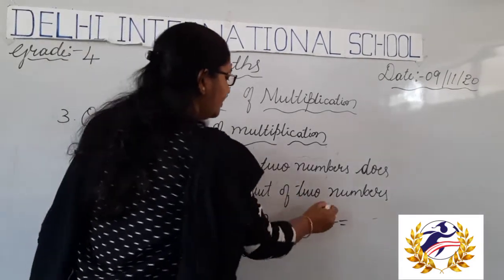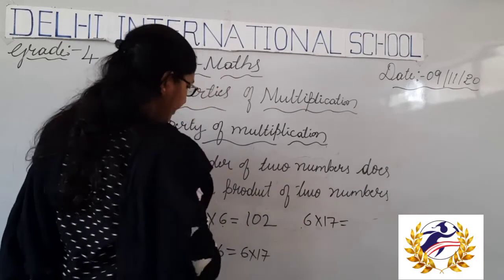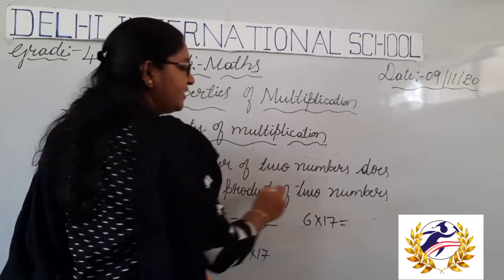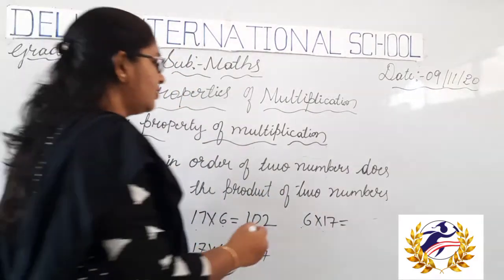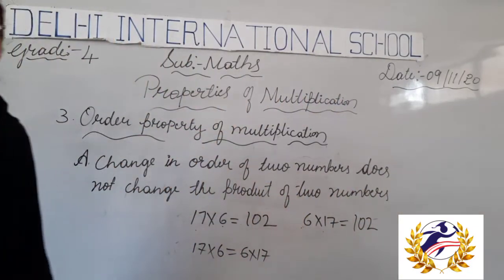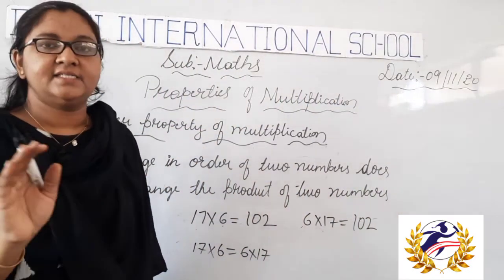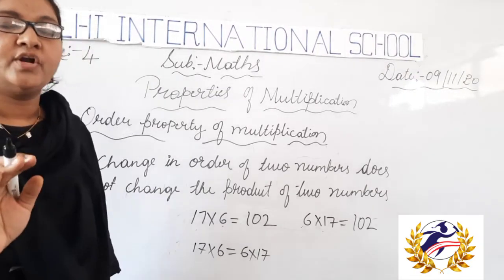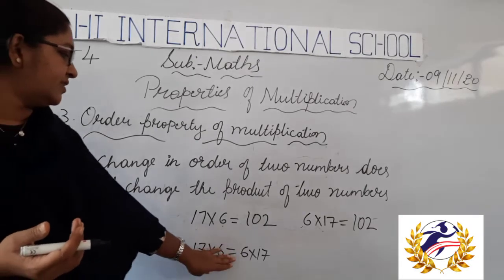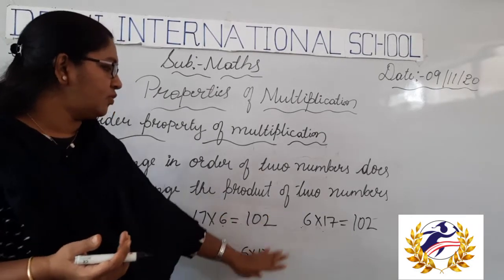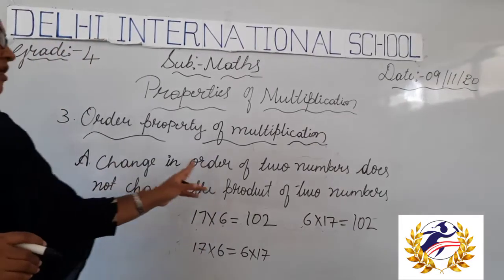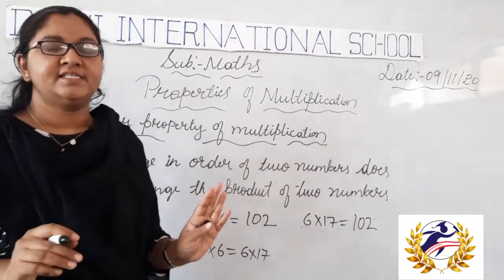Next, I change the order. That means I move this 6 here and 17 here. I have changed the order. Now 6 17s are how much? That is also 102. So the change in the order of the numbers doesn't change the product. 17 into 6 is equal to 6 into 17, because both the answers are the same.